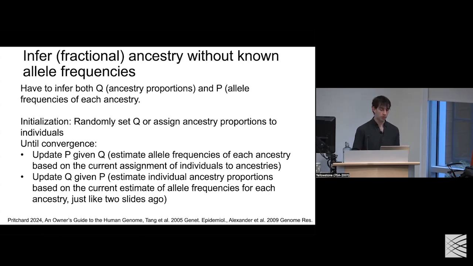So say individual 1 is in population 1, individual 2 is in population 3, randomly assign Q. And then we'll use that randomly assigned Q to estimate allele frequencies, given our current estimates of the ancestry proportions, and then proceed to estimating individual ancestry proportions based on the current estimates of allele frequencies. And so this update P given Q step is just taking the means of all of the ancestry of the genotype matrix.